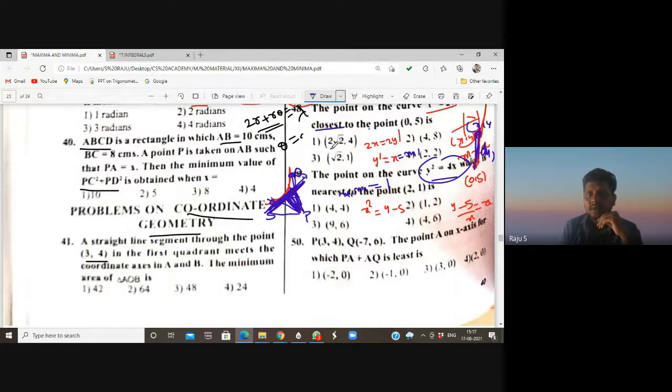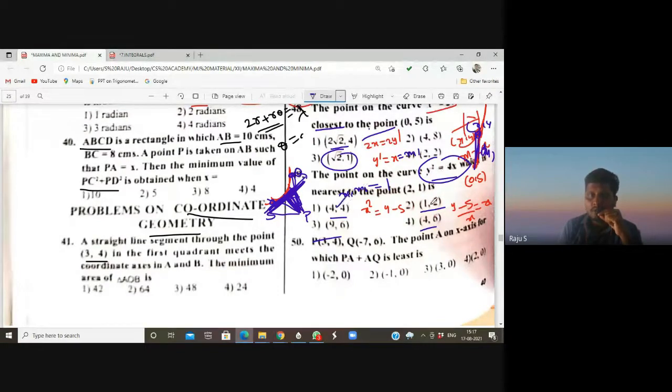First, if you take the first option, the option should satisfy the equation. Then only you can find the distance. Sometimes some options may not lie on the curve. At that time, you need not find it. For example, the question is about the point on the curve. First, we have to check the point.